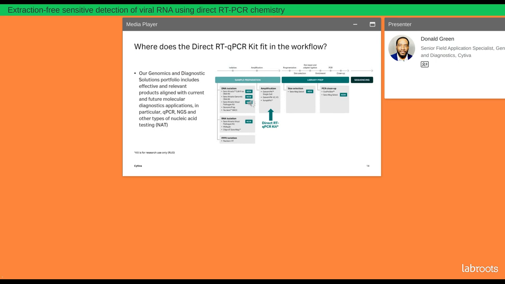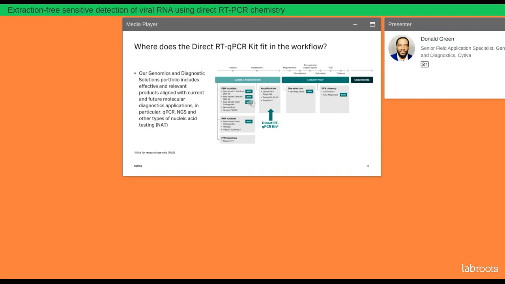Really quickly, before we go into the performance data, I want to give some background into our actual genomics portfolio. It's very relevant with a wide variety of different customer market space. Future molecular diagnostic applications fit in with qPCR, NGS, and other types of nucleic acid testing.